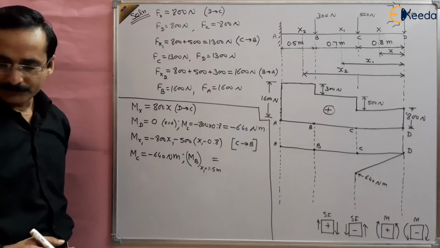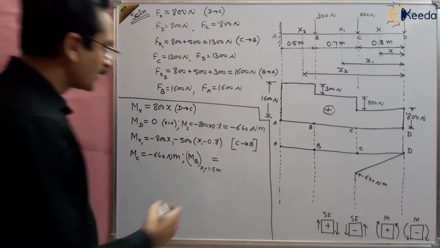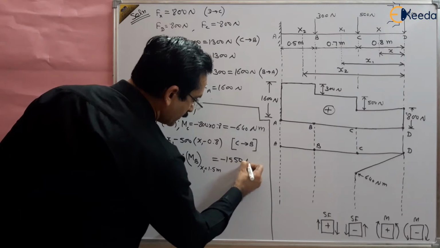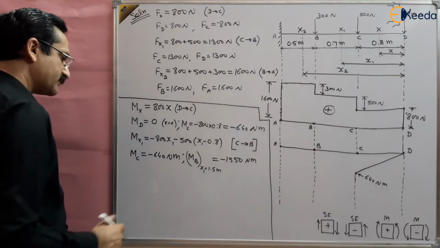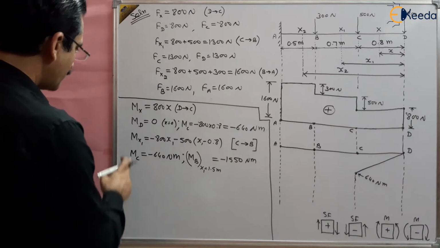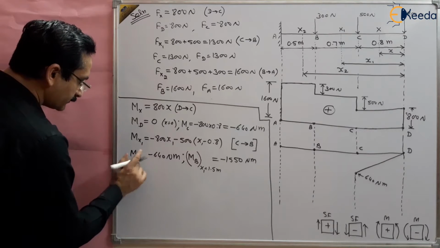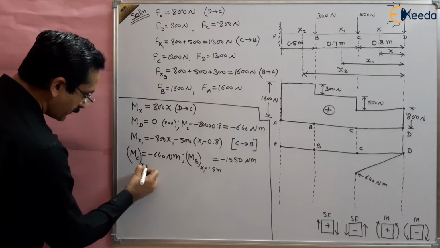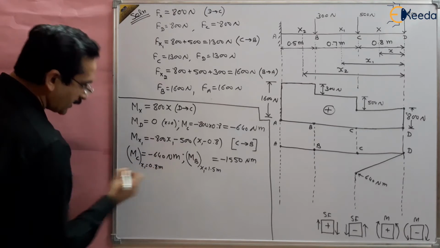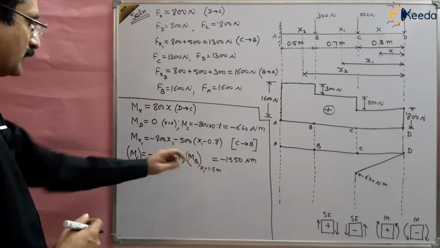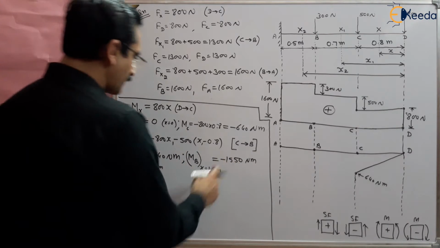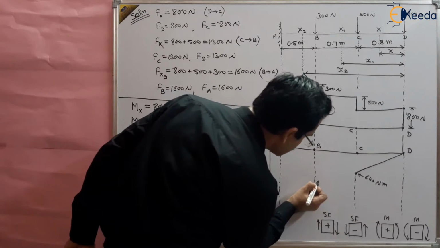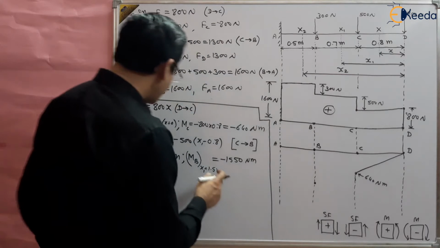Find the value of MB. What is the value of MB? So this will come out to be 1550 Newton meter. Solve it and you will get this value. And what was MC? MC was at x1 equal to 0.8 meter, right? So these are the two values we have obtained. Minus 640 to minus 1550, and suppose this is 1550.